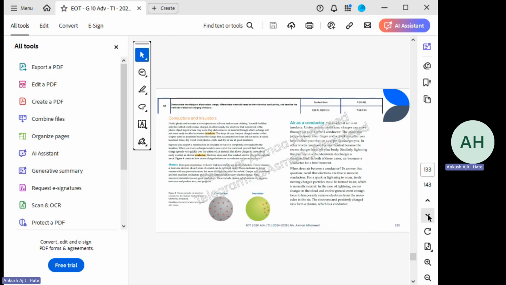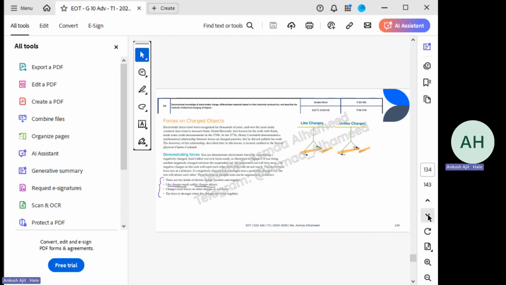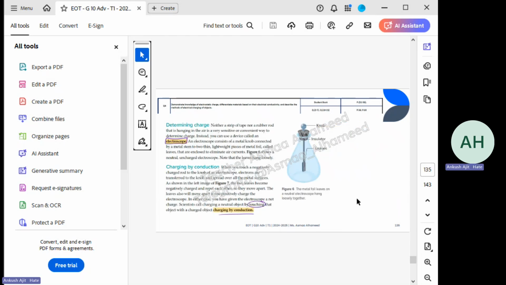Conductor insulators concept. Forces on the charged objects also: like charges repel, unlike charges attract. Electroscope, charging by conduction. Conduction, induction, you should know it, right? Conduction is like touching. Induction is not touching; you're just getting it closer to it. In conduction, the same charge will be transferred. In induction, you can say the opposite charge comes on the near end, and the same charge comes on the further end.